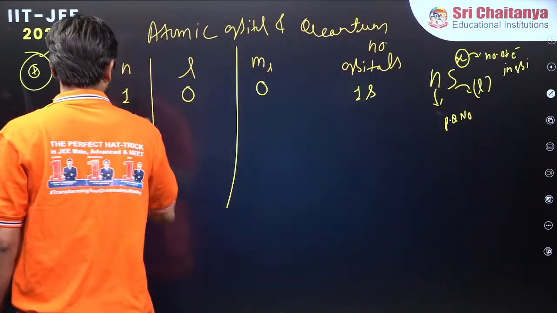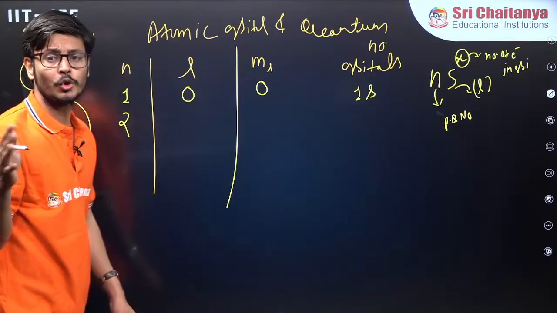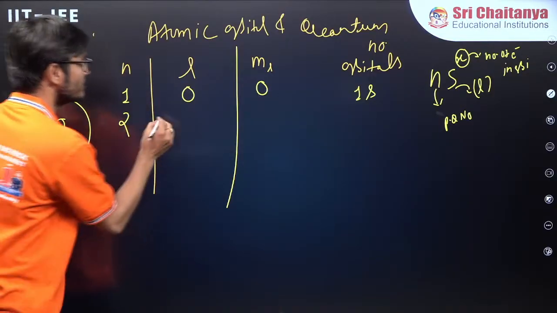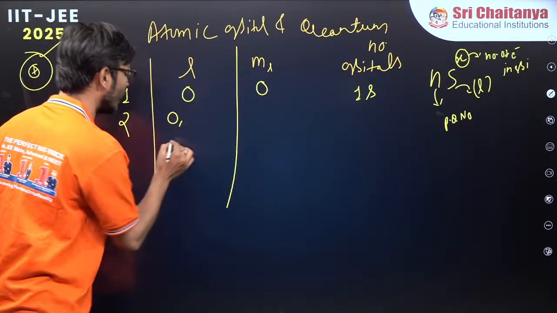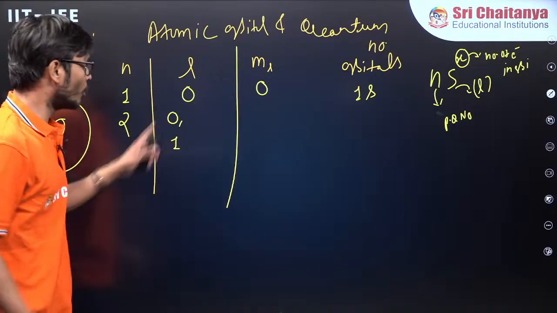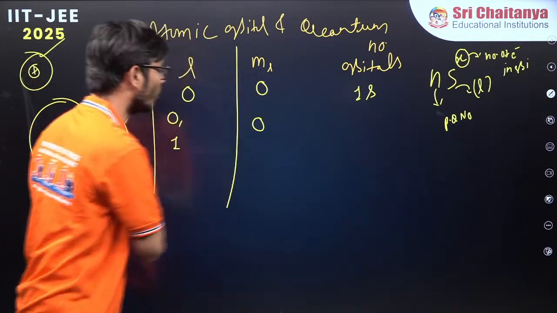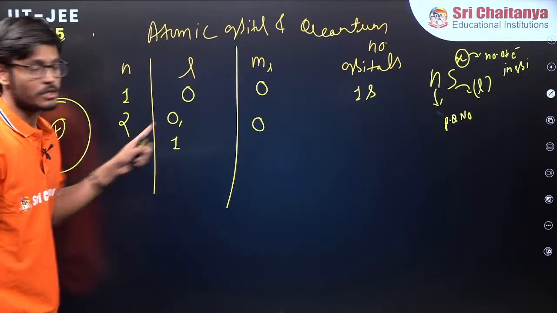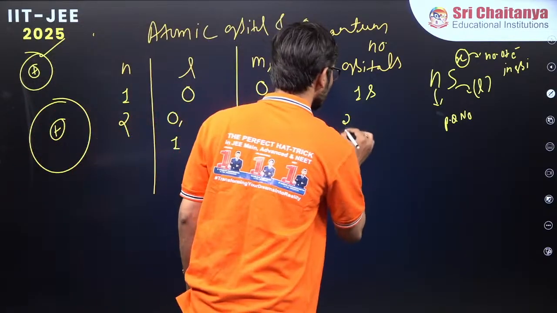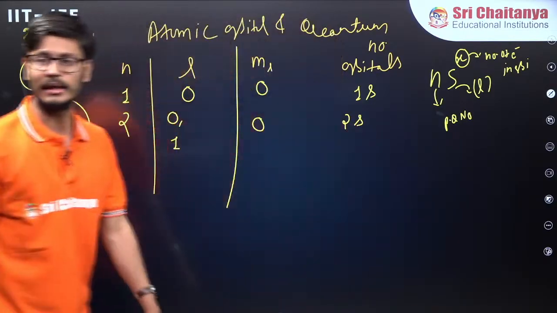Okay, let us say the value of n is 2. If n is 2, what are the L values? 0 and 1, very good. For the 0 value, the ML value is also 0, but the principal quantum number is 2. So this is represented as 2s, very good.